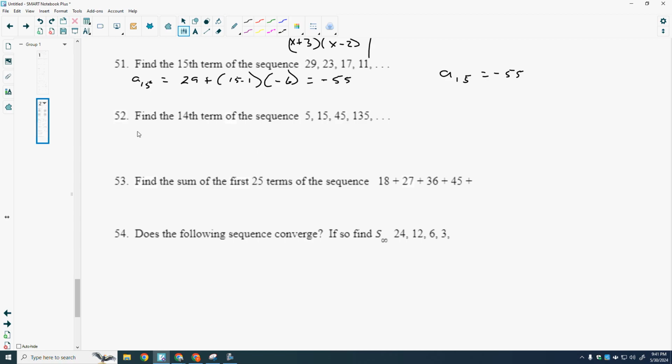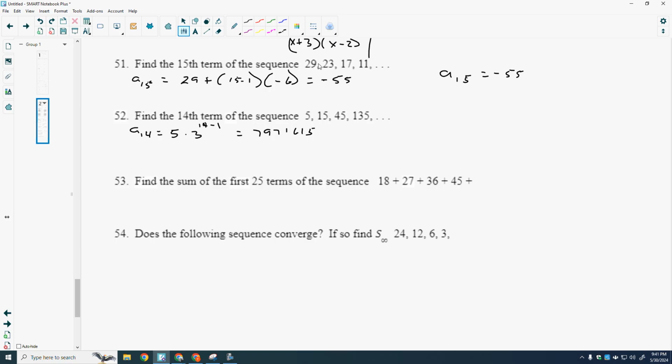Question 52. Find the 14th term. So a sub 14. Next question is, what is it? I'm multiplying by 3 every time, so it's geometric. So a sub 14 equals the first term, which is 5, times r, my ratio. What am I multiplying by? 3 raised to the n, which in this case is 14, minus 1. Grab a calculator, type in 5 times 3 to the 13th power, and you get a big number. 7,971,615.